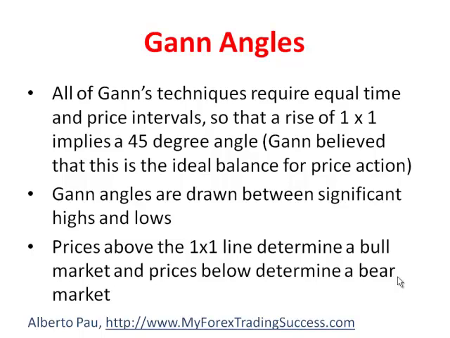So, we take a chart and we pick the significant highs and lows. And we draw these 9 angles on that high or on that low. We'll go through a chart in a second. All in all, the big part of the theory revolves around the fact that prices above the 1 by 1 line, the 45-degree line, will determine a bull market, and prices below the 1 by 1 line determine a bear market. If prices are above the 45-degree line, we're in a bull market. If they're below, we're in a bear market.